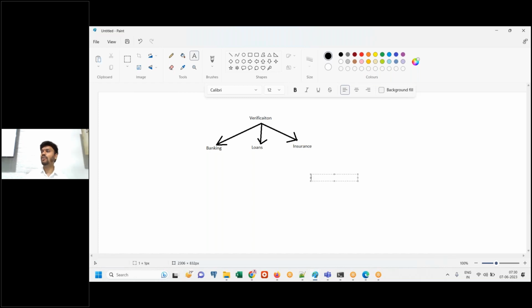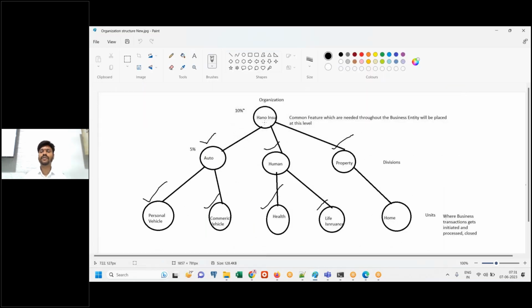Understand? Clear, everyone? I told you yesterday, organization structure. In the organization structure, we have organization, division and unit. Hanover Insurance Group is an organization. Auto, home, property are divisions. Personal vehicle, commercial vehicle, health, life insurance, home insurance are units. So yesterday we discussed, units are the places where the transaction gets initiated. So units will be concrete classes. If you compare with classes, division and organization will be abstract classes.